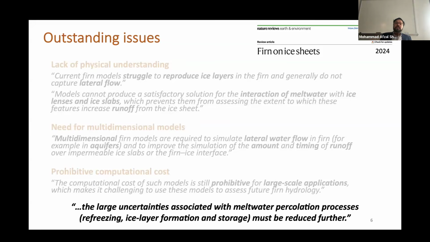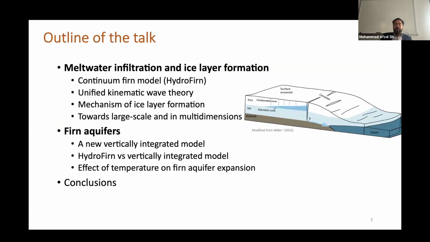Ultimately, we are interested in reducing the large uncertainties associated with meltwater percolation processes, such as refreezing, ice layer formation, and storage. And that brings me to the outline of today's talk. First, I will begin with a focus on meltwater infiltration and ice layer formation. I will begin with defining a large-scale, multidimensional continuum firn model called hydrofirn that I have developed. And then I will simplify this sophisticated model to come up with a unified kinematic wave theory. Using these tools, we will try to study ice layer formation and then move towards large scale and multiple dimensions.